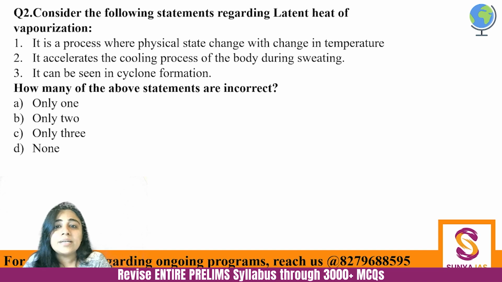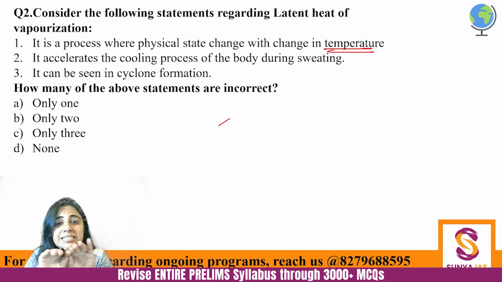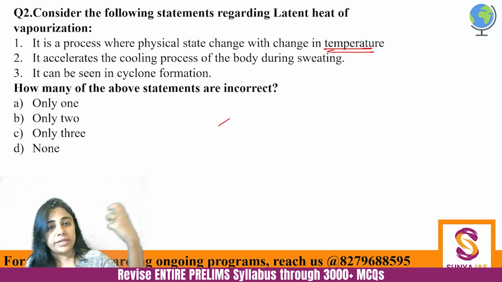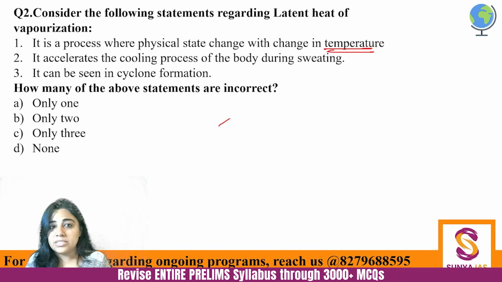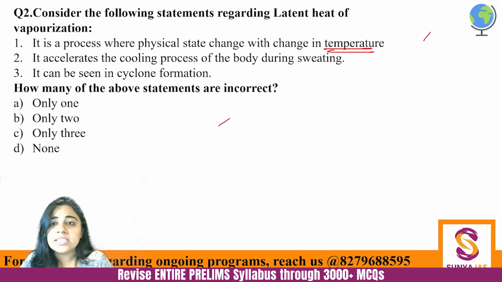Okay, so what happens is that there is no change in temperature. Generally, the more you heat a liquid, the liquid will transform into vapor. But there will come one stage when at the same temperature, at the same pressure, because of the latent heat that has been built up, the water will start evaporating. The water will start vaporizing. That is latent heat of vaporization. So that happens when physical state changes without change in temperature and without change in pressure. Fine. So the first is incorrect.